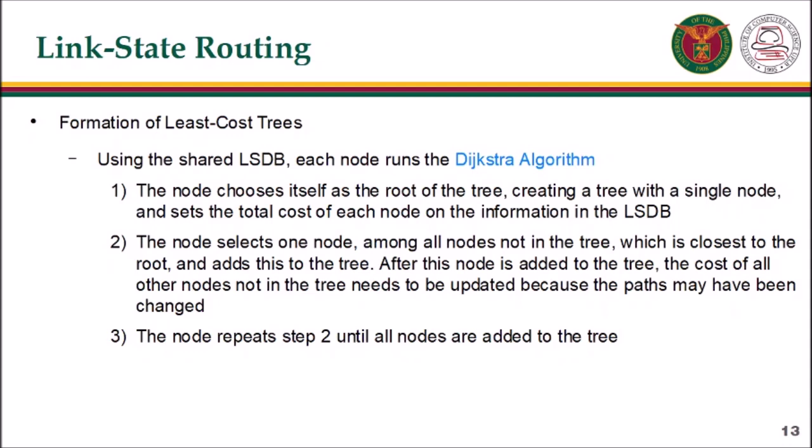To create a least cost tree for itself, using the shared LSDB, each node needs to run the famous Dijkstra algorithm. This iterative algorithm uses the following steps. First, the node chooses itself as the root of the tree, creating a tree with a single node, and sets the total cost of each node based on the information in the LSDB. Second, the node selects one node among all nodes not in the tree, which is closest to the root, and adds this to the tree. After this node is added to the tree, the cost of all other nodes not in the tree needs to be updated because the paths may have been changed. Third, the node repeats step 2 until all nodes are added to the tree.